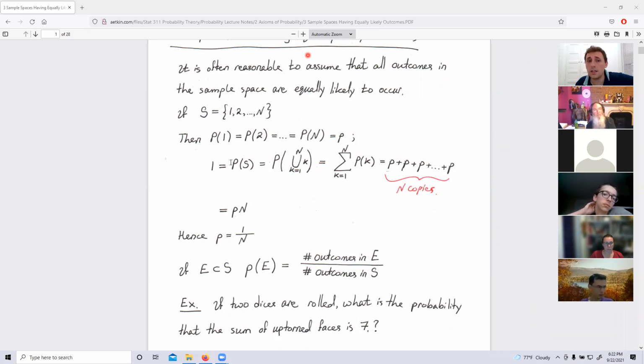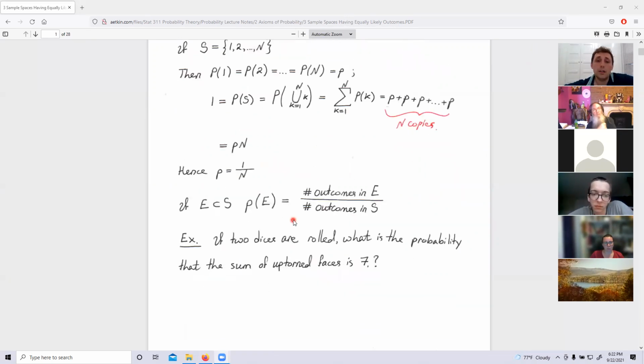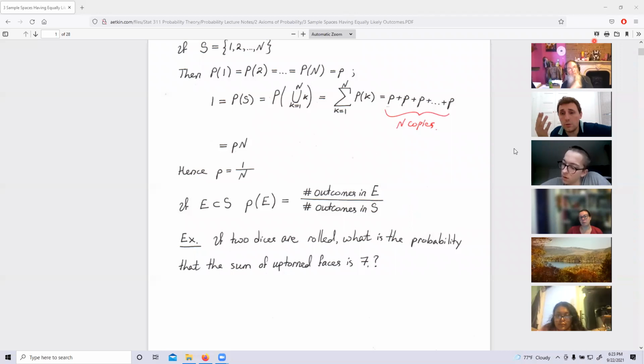Yes. So the probability of S is 1, but it's also the sum of the numbers p. Those numbers p add up to p times n. So solving algebraically, p is 1 over n. And this tells me right away that the probability of a subset E of S is just the number of outcomes inside of E divided by the number of outcomes in S. I just count how many universes are there that satisfy property E and divide by the total number of possible universes.